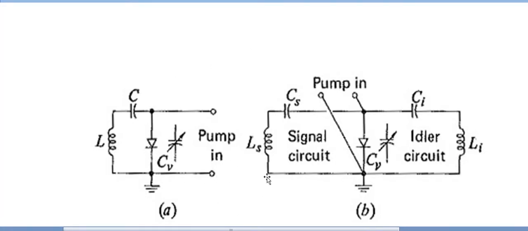Now, these two circuits show the basic parametric amplifiers. This circuit A is for the degenerative mode, and this B is for the non-degenerative. Now this is showing the idler circuit. If the pump frequency is other than twice the signal frequency, beating between the two will occur and a different signal called the idler frequency will appear.